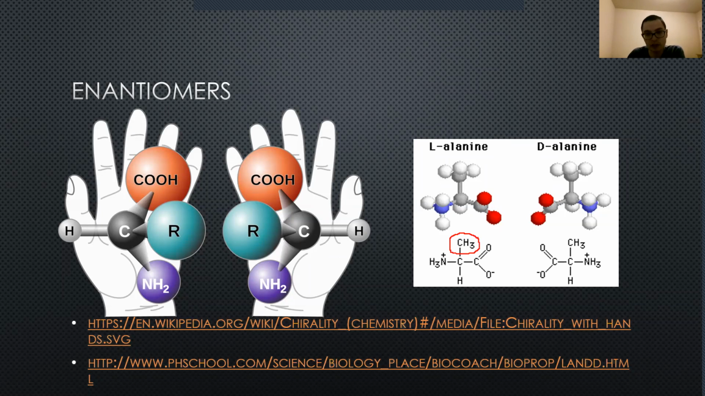We also have another system with R and S when we're dealing with chiral centers, but in the case of amino acids, R and S don't have a direct equivalent to D and L. For the majority of the L amino acids, they are S, but not all of them are S. So you don't want to memorize that L amino acids are S, because then if you look at an amino acid like cysteine, it's going to confuse you.